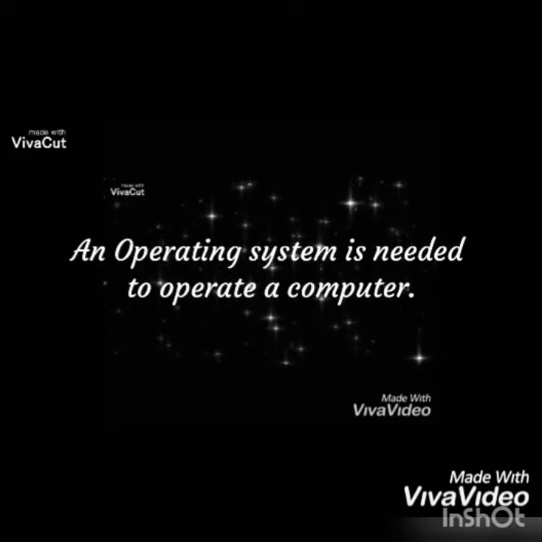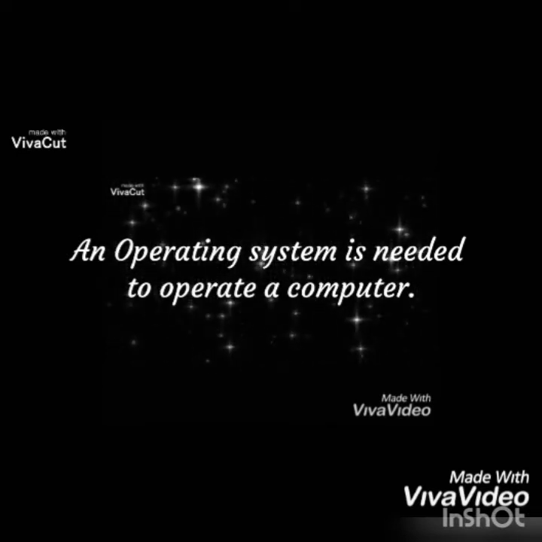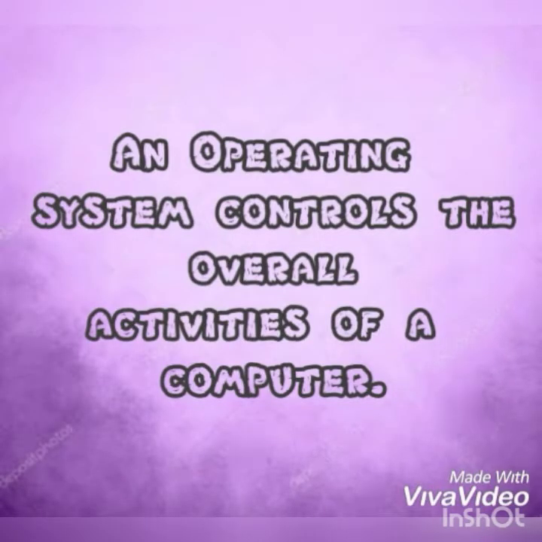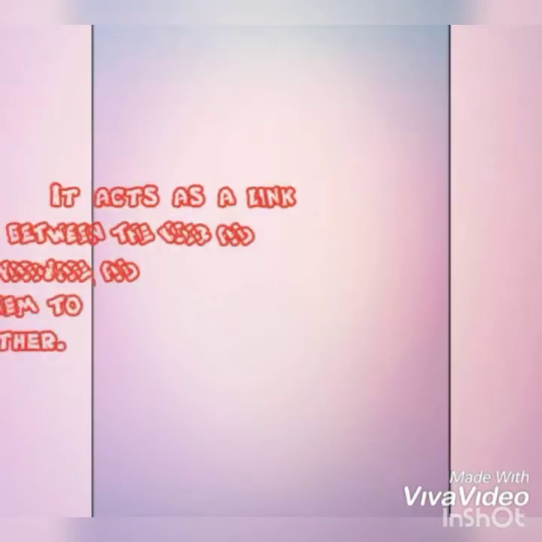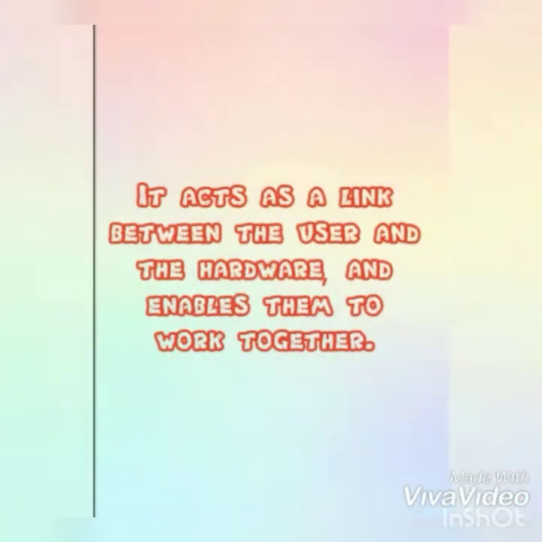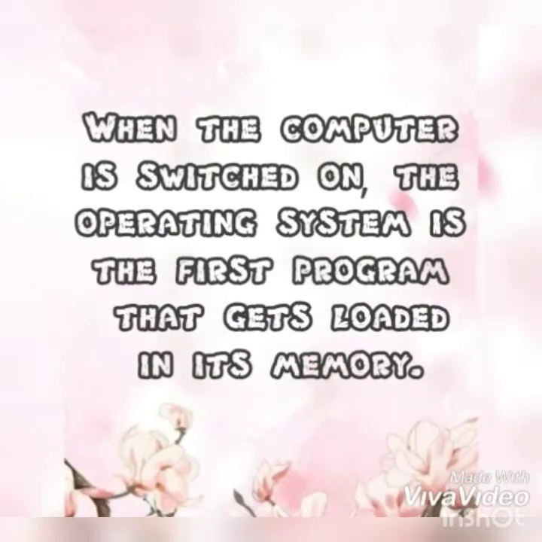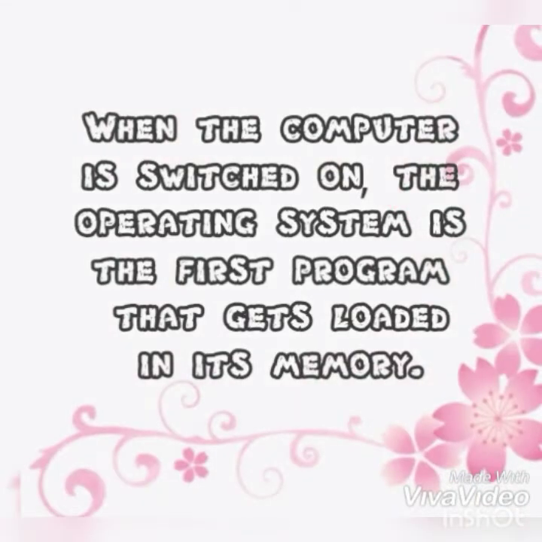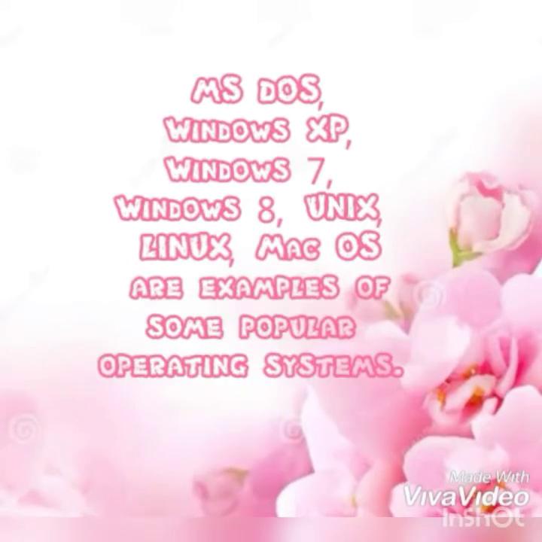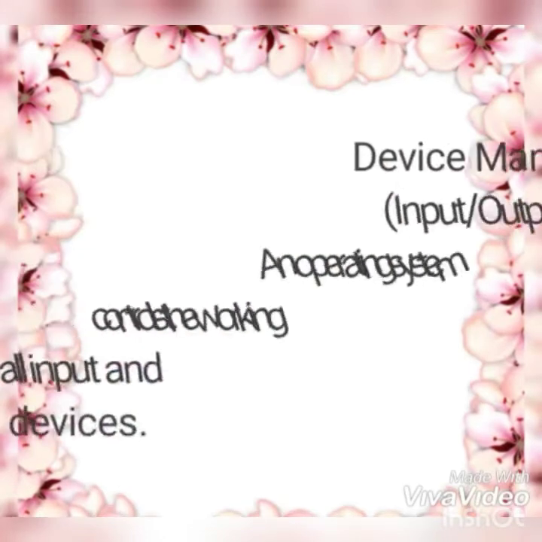So an operating system is needed to operate a computer. It controls the overall activities of a computer. It acts as a link between the user and the hardware and enables them to work together. When the computer is switched on, the operating system is the first program that gets loaded in its memory. MS-DOS, Windows XP, Windows 8 are some popular operating systems. Now functions.